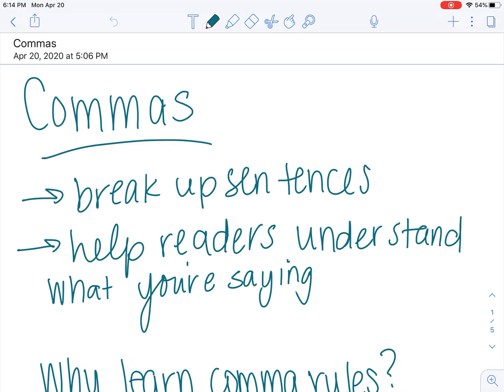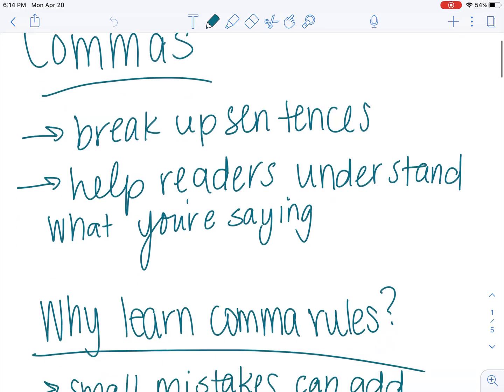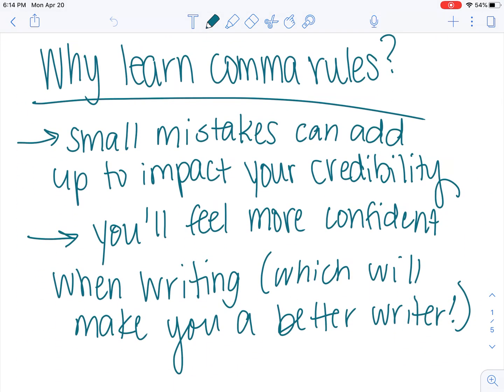The reason we have commas, they break up sentences and they help the reader understand what you're saying. That's the purpose of commas. They make your writing more clear, and they sort of break up sentences, which helps to make it more clear. Why is it helpful to learn comma rules? Especially for an argument, small mistakes can add up to impact your credibility, so they can negatively impact your credibility. If somebody has a lot of mistakes in their writing, people tend to think they don't know what they're talking about. Even if they really do know what they're talking about, they're just not very good at writing.